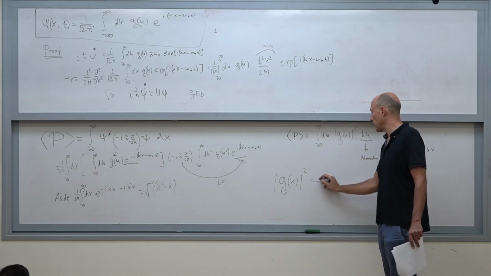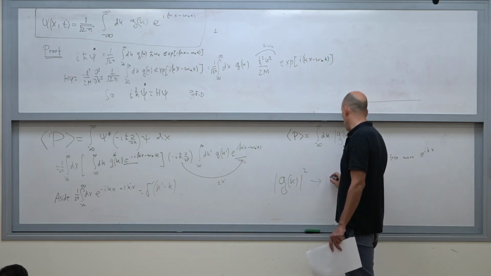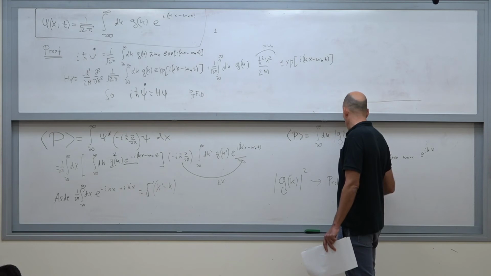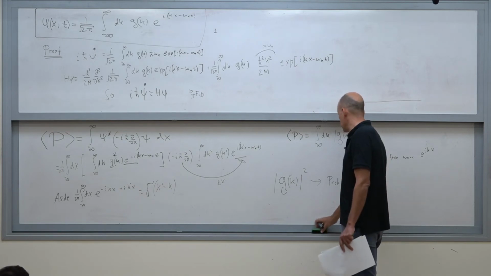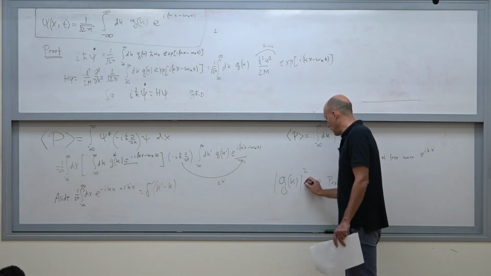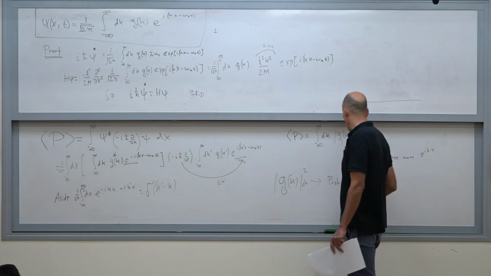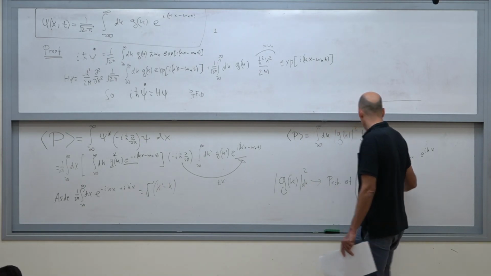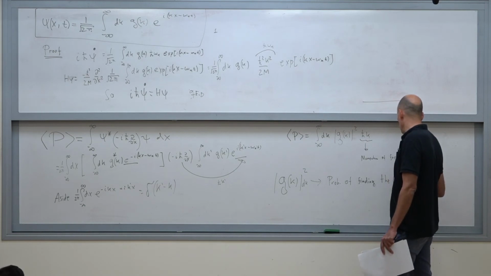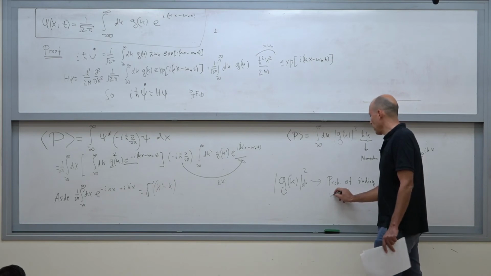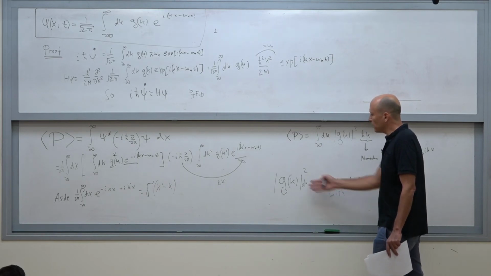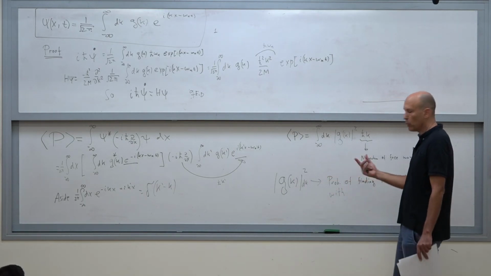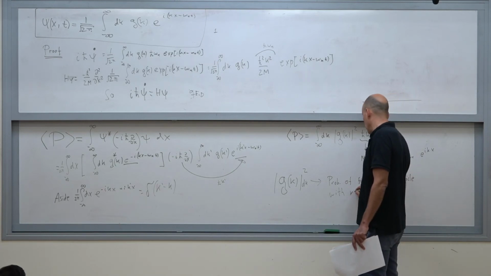So what is g of k? This is the probability density, or okay, I'll write it like this, dk. Probability of finding the particle either with wave number k or with momentum h bar k. I prefer to call it momentum.